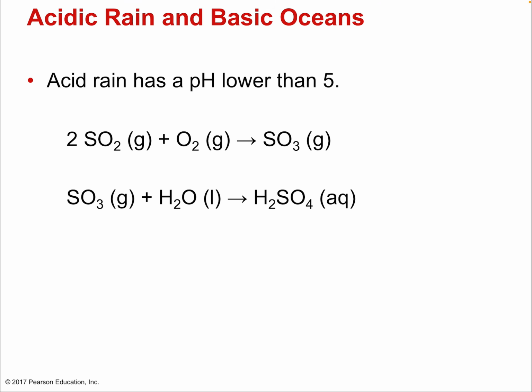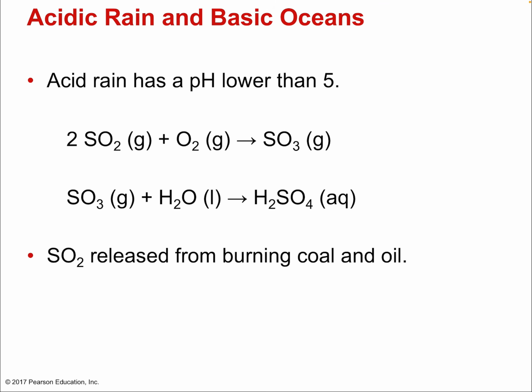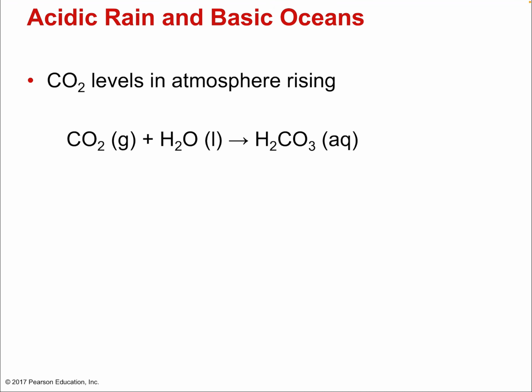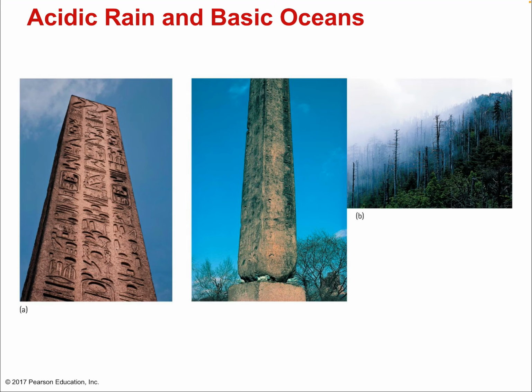That comes from it mixing with this sulfur-oxygen mixture, all right? And then the sulfur dioxide is released from burning coal and oil. And carbon dioxide levels also create this aqueous mixture, that's what the AQ stands for, that is also acidic. Acidic rain can lead to destruction of stone, including stone artifacts, and can kill forests.